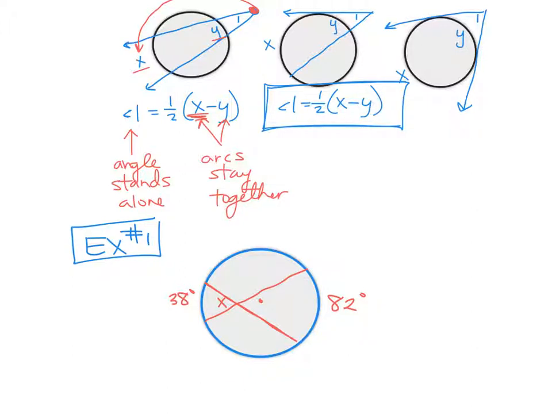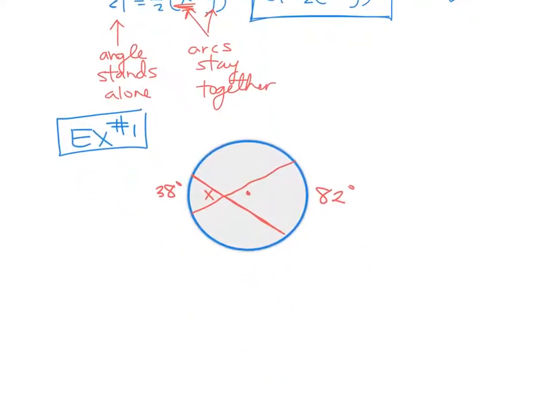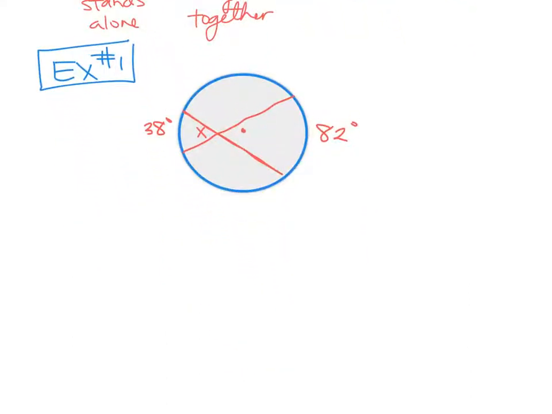Okay? The first question you should ask yourself on these is, does it meet inside or outside? Where do our lines meet? Inside the circle or outside? Inside. When they meet inside, are you adding or subtracting? You're adding, okay? So you're going to use the formula using addition.